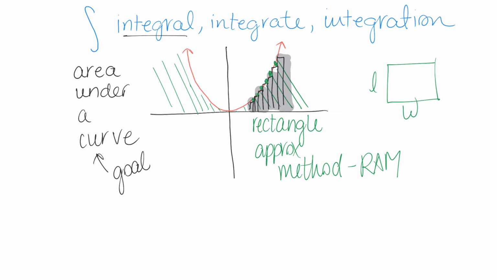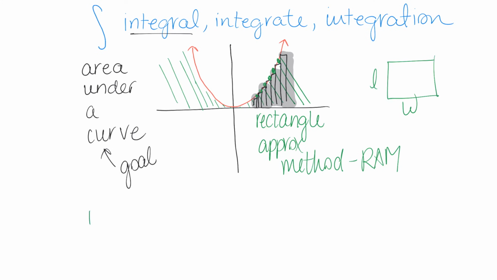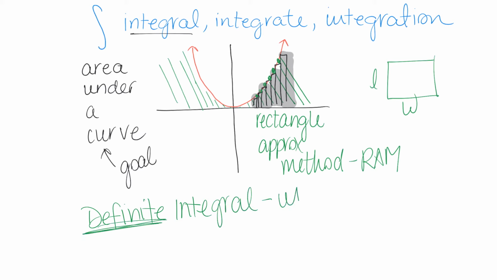So we're going to instead do something called finding the definite integral, okay? And that means we're going to use an antiderivative to find area. All right, we're going to use the antiderivative.